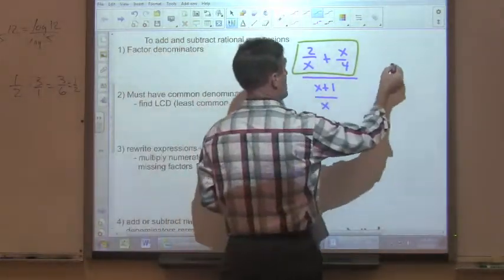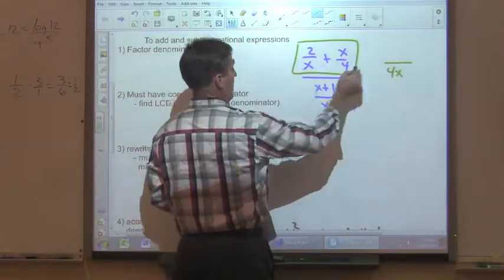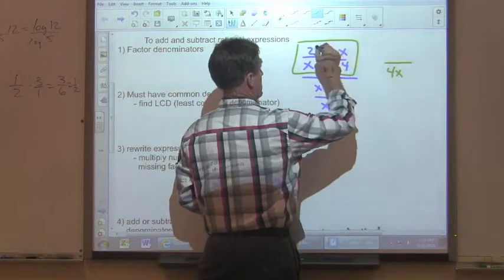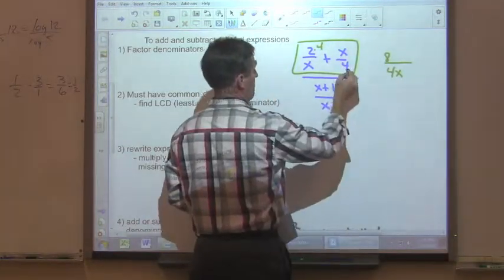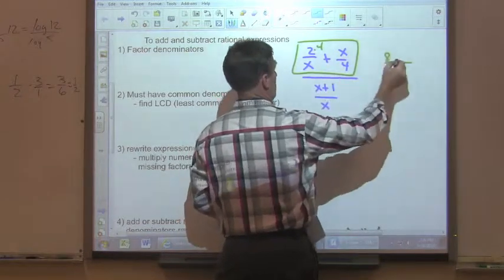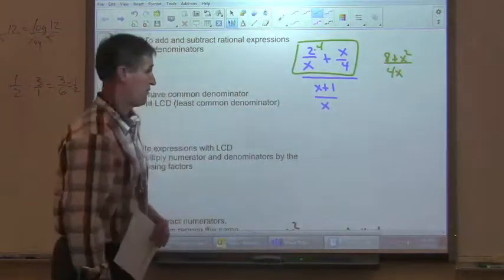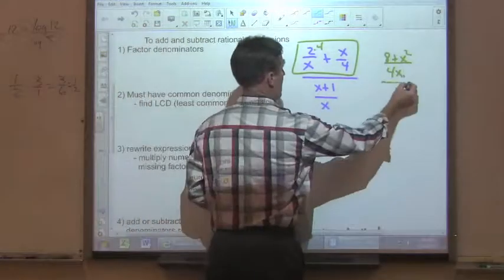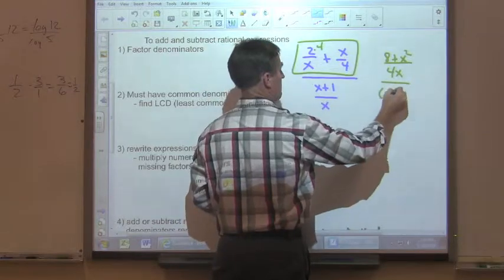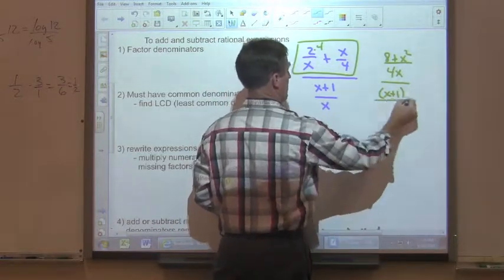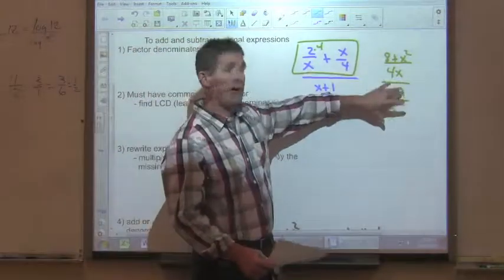Common denominator in this case would be 4x. I have to multiply x by 4 to get to this, so I multiply this by 4, and we get 8. And I have to multiply the 4 by x to get to that, so I multiply that by x, and I get (8 plus x squared) over 4x. And then this is divided by, now in this case, I can't do anything here, and I can't do anything here. So now we have a fraction divided by a fraction.